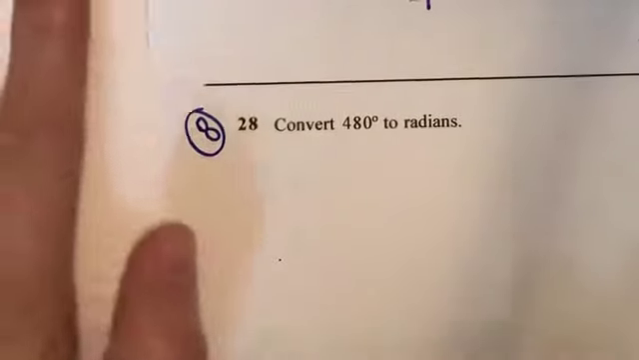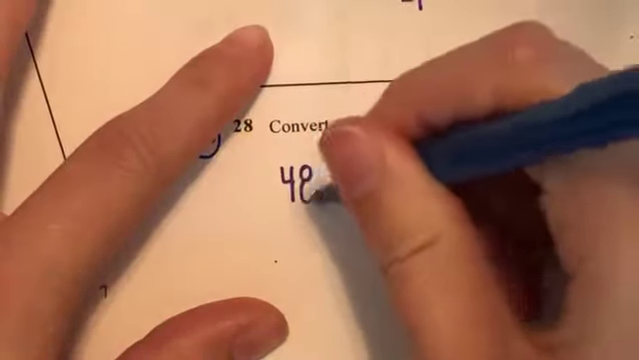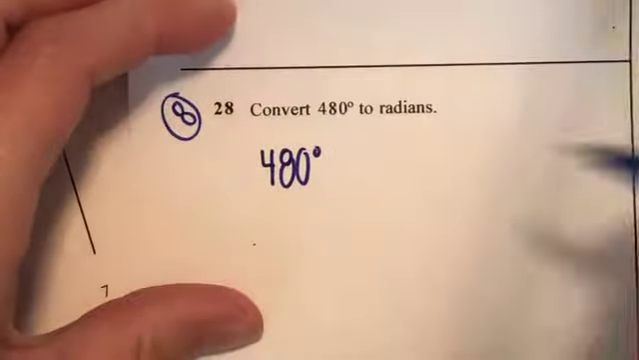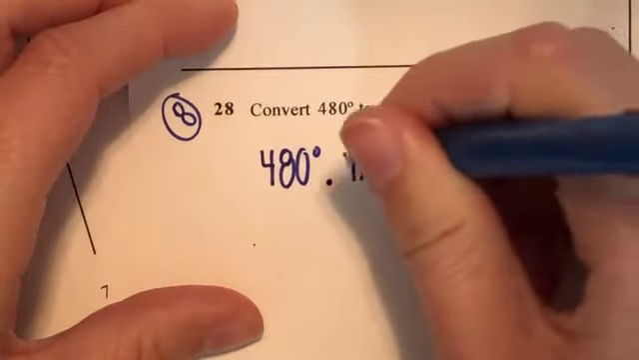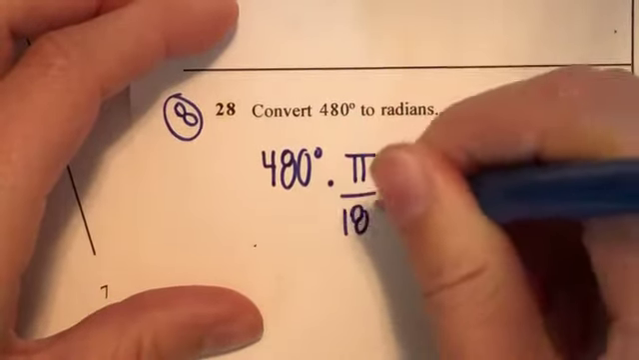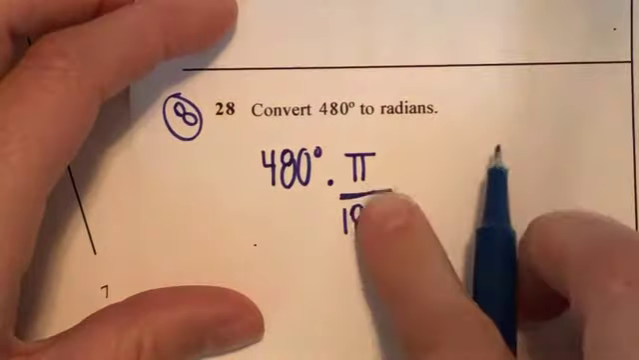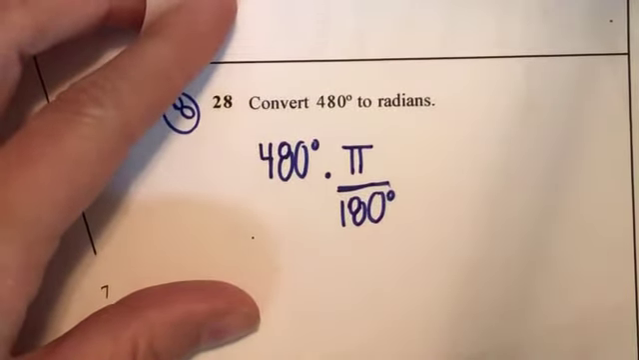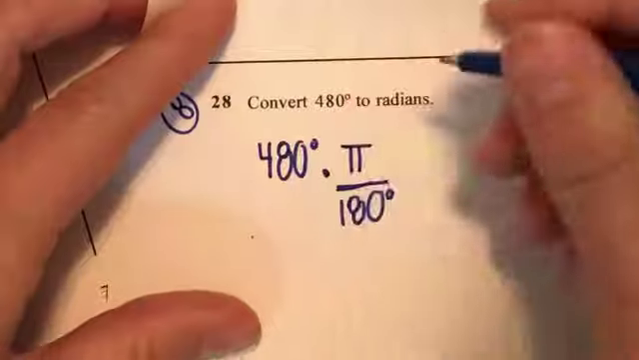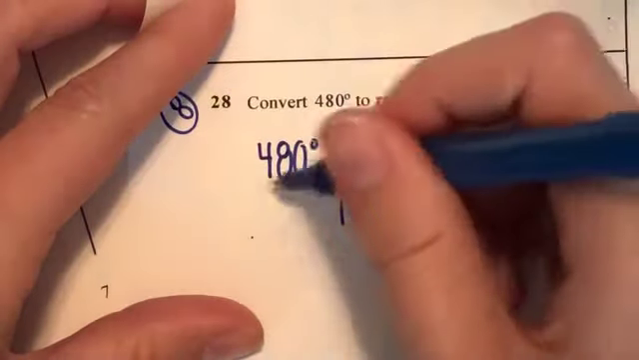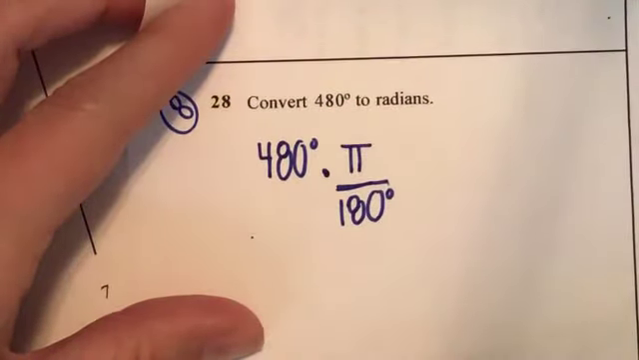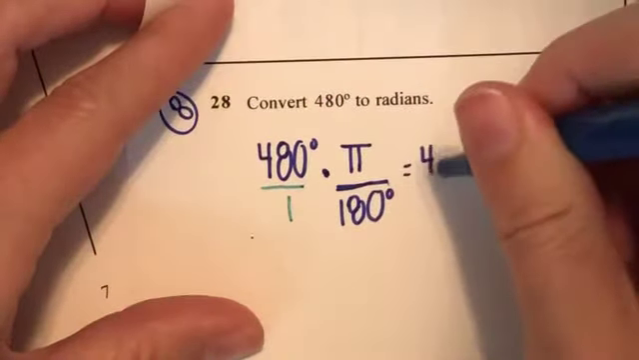Okay, so in number 28, we're going to convert 480 degrees to radians. So we are going to remember that to convert to radians, we're trying to get rid of degrees and bring in the pi. So that's why we multiply by pi over 180. So that's just something you need to memorize. Always multiply by pi over 180 degrees if you're converting to radians. So we'll put a 1 underneath and multiply across our fractions.